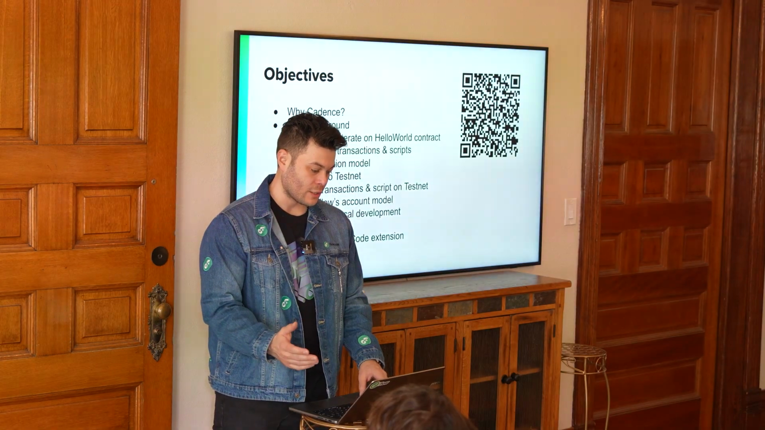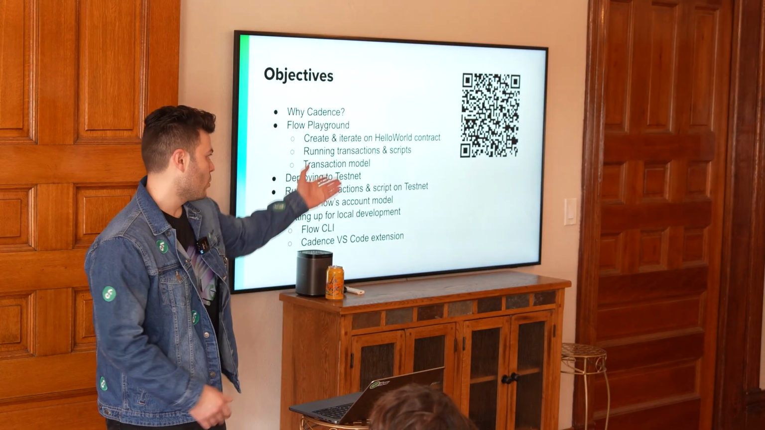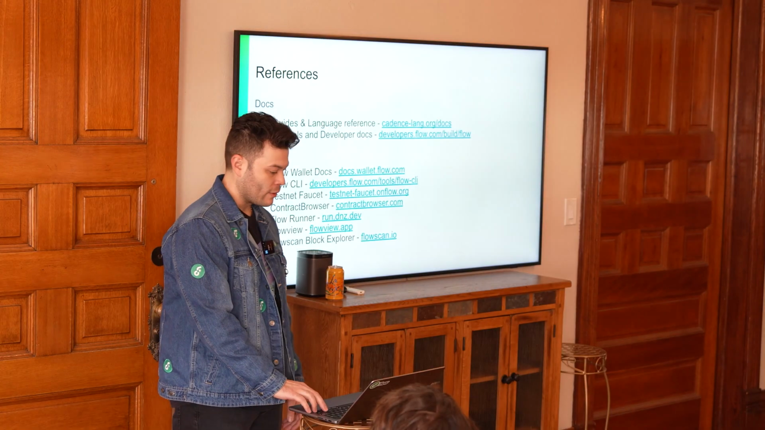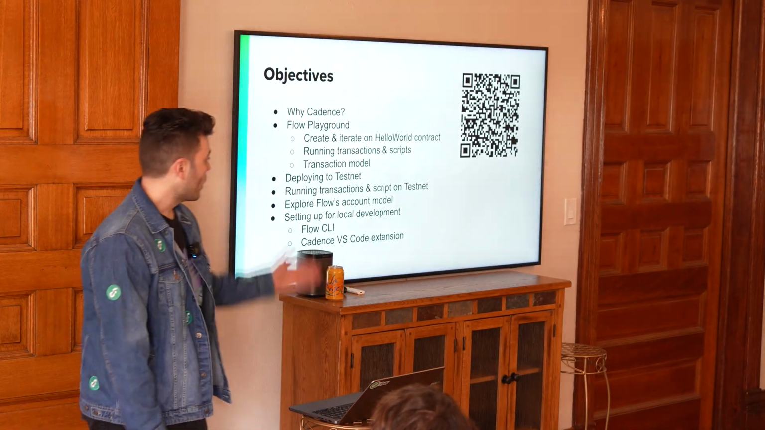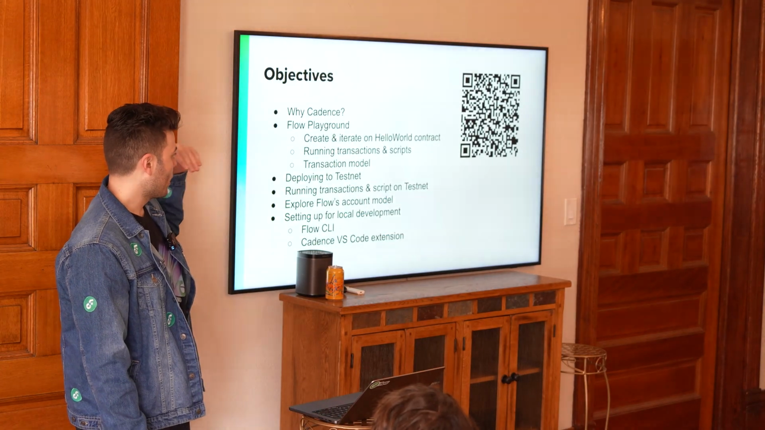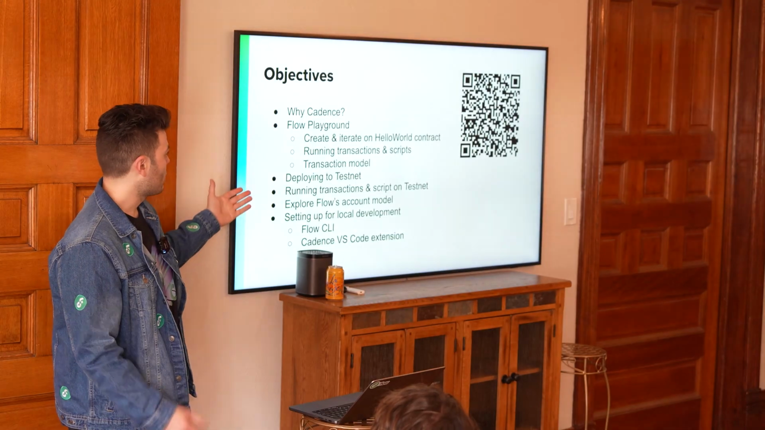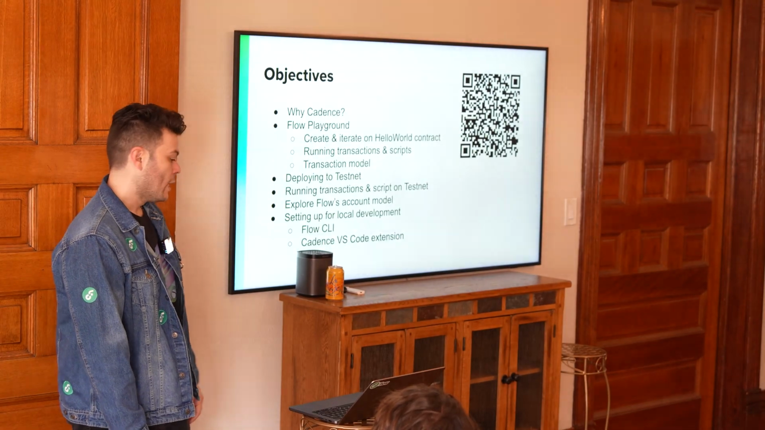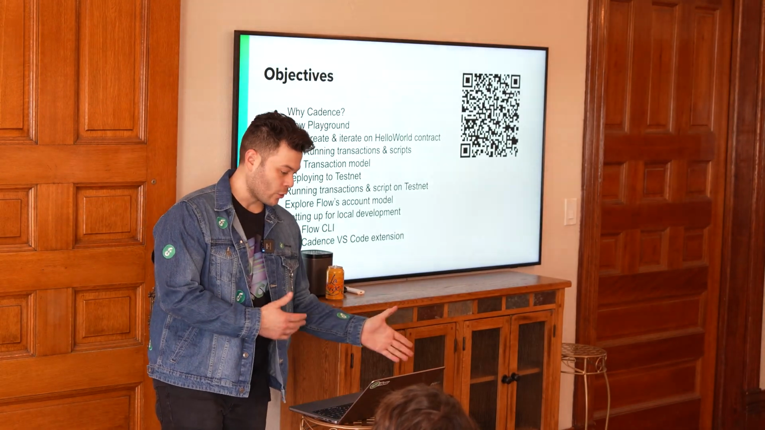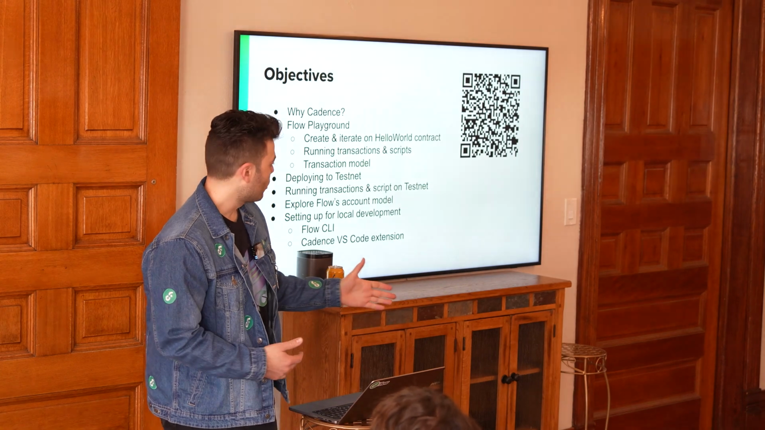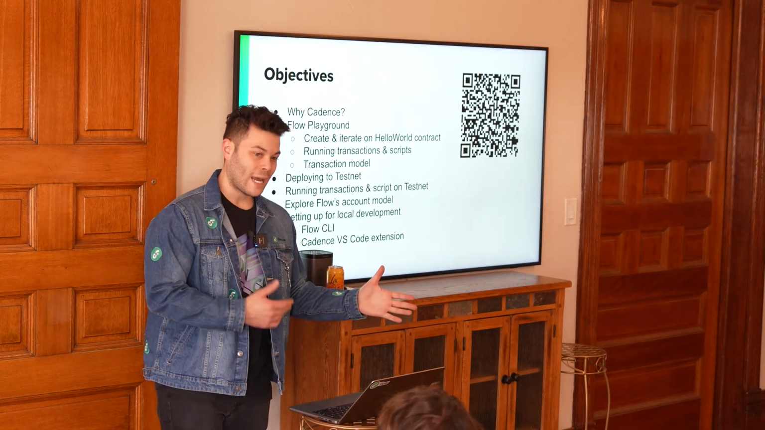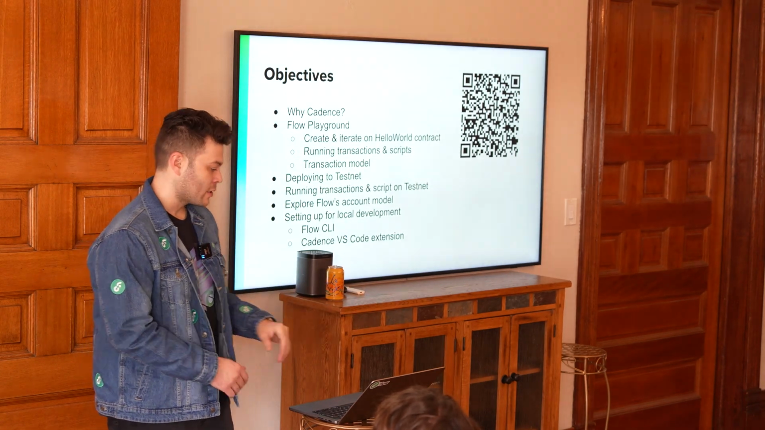So just an overview about what we're going to cover. There's a QR code for the slides, which could be helpful for some of the later references. Why Cadence? We're going to start out there with motivation. Why should you care? Then we're going to jump right into Flow Playground, and we're going to create and iterate on a hello world contract, starting out really basic, and then looking at what resource-oriented access control and capability-based access control look like.